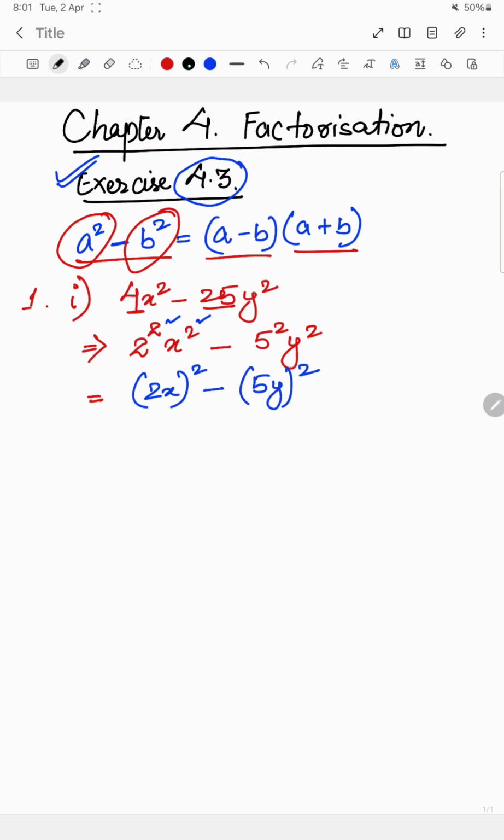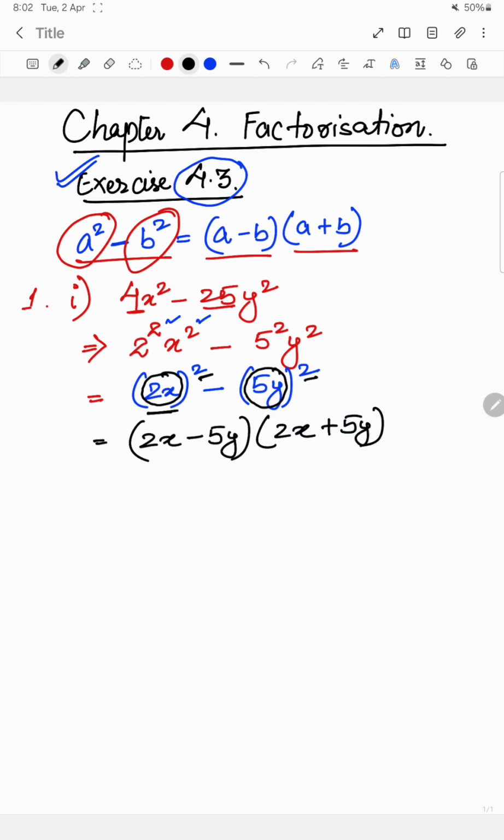Now you see the question has turned into a square minus b square. So 2x is a and 5y is b. So the answer for this will be (a minus b) into (a plus b). So this is the solution for question number 1. Okay, now let's see question number 2.